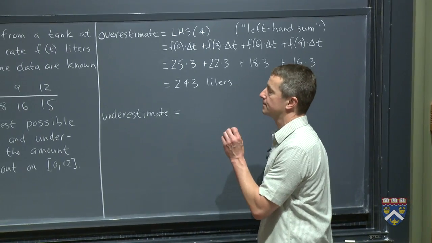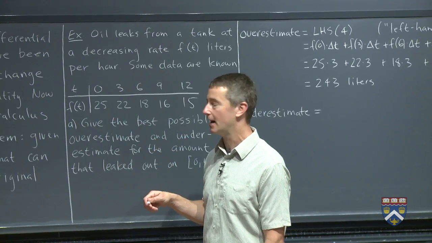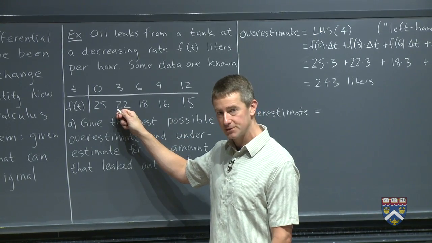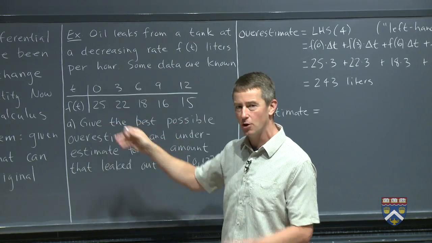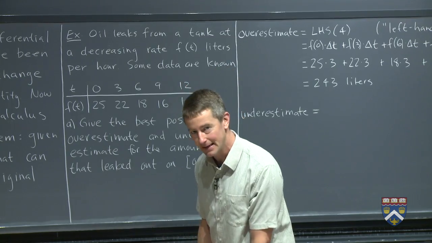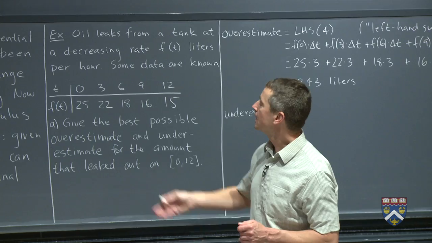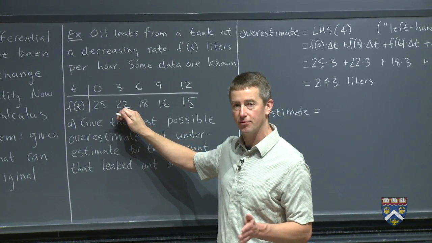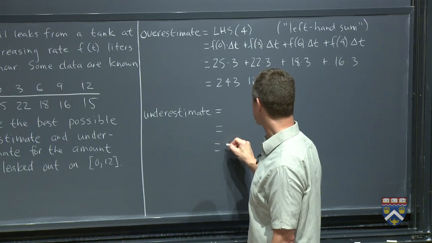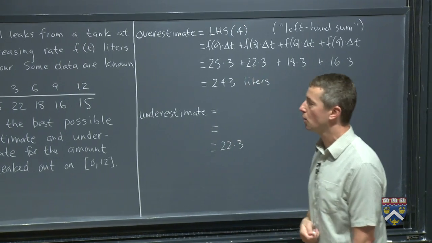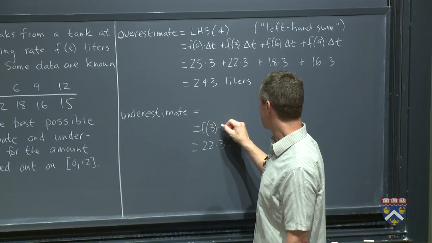Now let's try to do our underestimate. So in the first 3 hours, what is the smallest number of liters that could possibly have leaked out? We know that the rate was never more than 22 liters per hour. And again, this is because the rate is decreasing. So we know that the rate didn't go from 25, maybe up to 29, and then down to 11. The rate went from 25 down to 22, decreasing all the way. If the rate had only been 22 liters an hour for 3 hours, how many would have leaked out? We would have said 22 times 3, or 66. And what did we do there? That was f of 3 times delta t.